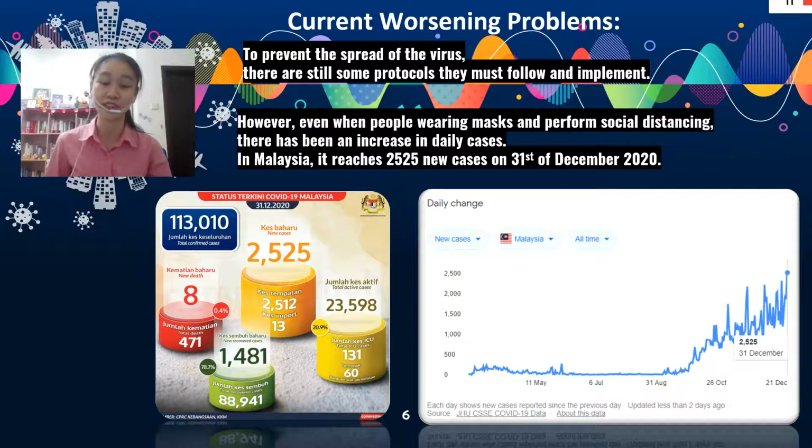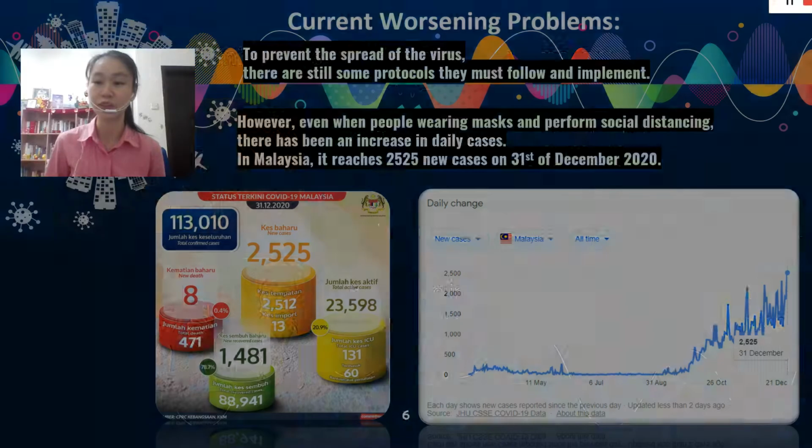2,525 new cases. And you can see this graph right here that we take from the JHU COVID-19 data, which is the world data. The cases are actually rising day by day, up to here yesterday. And the Malaysian government is also telling us that we really need to perform social distancing strictly, but then we have to go back to school, we have to go to work in order to keep our life moving on.